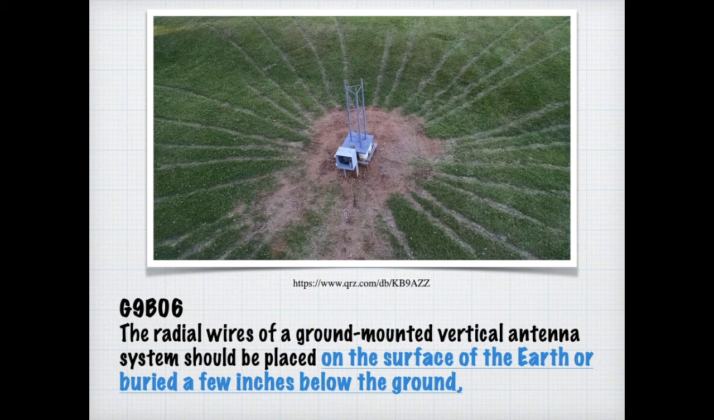For vertical antennas, the ground plane should be laying on the ground for best results. However, that's not practical because you can imagine running over it with the mower. So for the exam, you need to know that the radial wires of a ground-mounted vertical antenna system should be placed on the surface of the earth or buried a few inches below the ground so your lawnmower blades don't eat them up, or vice versa.